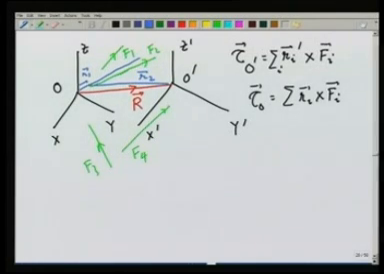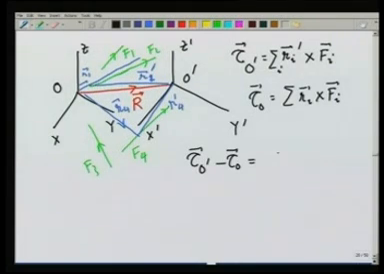Or for F 4, this is R 4 and this is R 4 prime. Oh, sorry, this should be R 1 prime. So, if I now take the difference between tau O prime minus tau O, this is going to be equal to summation R I prime minus R I cross F I.